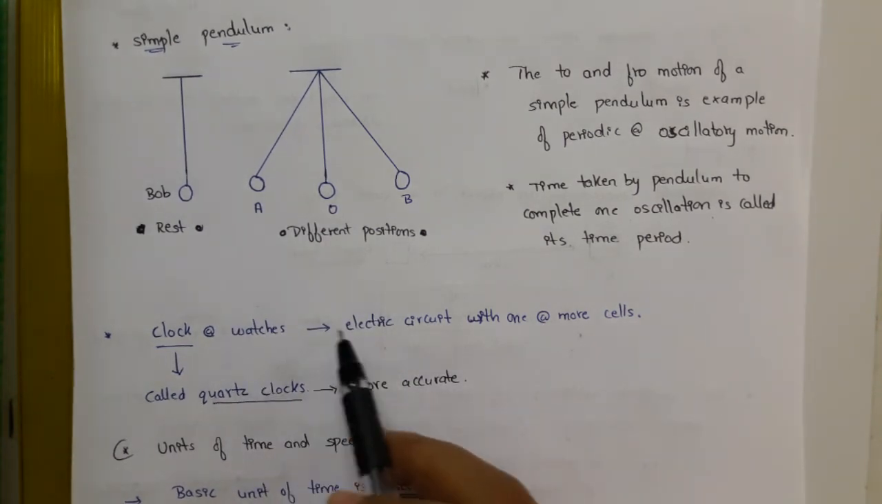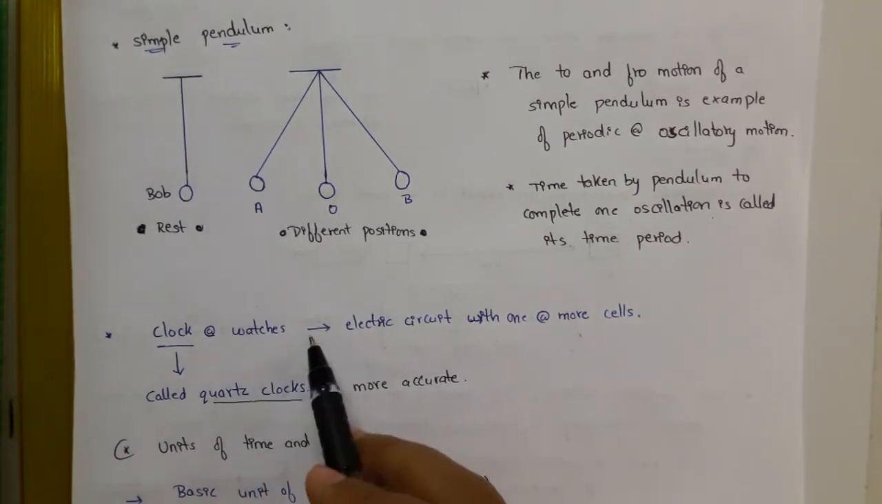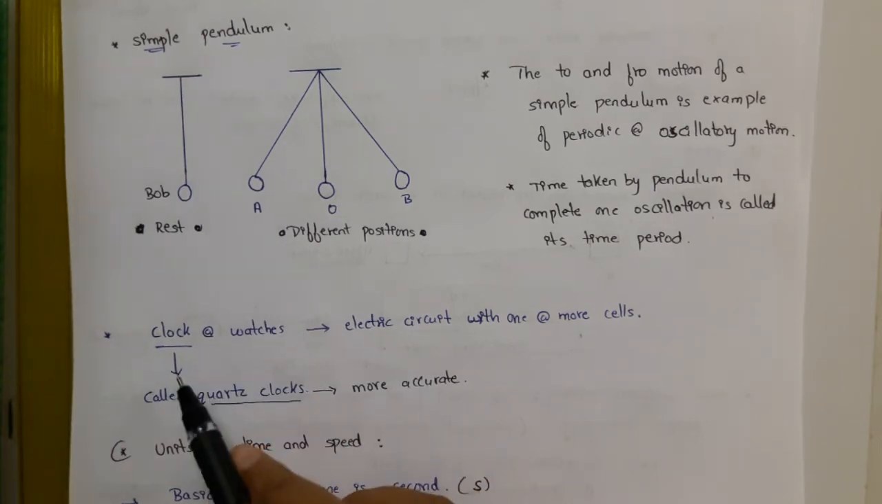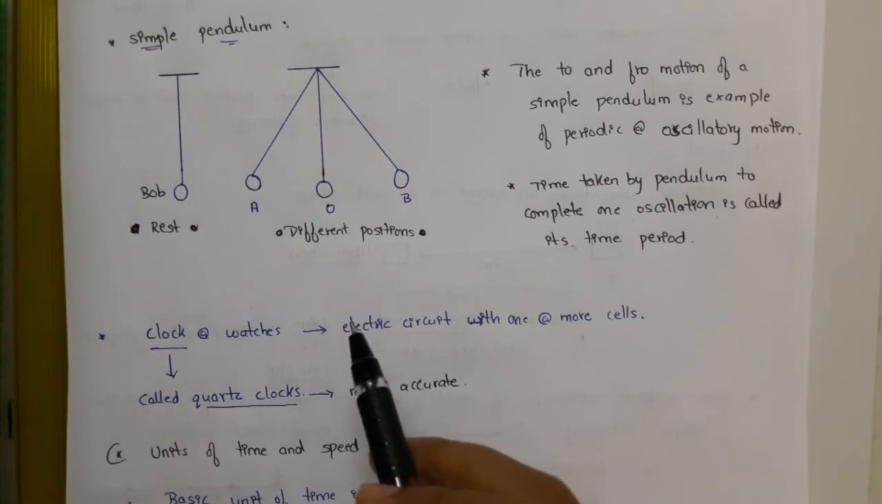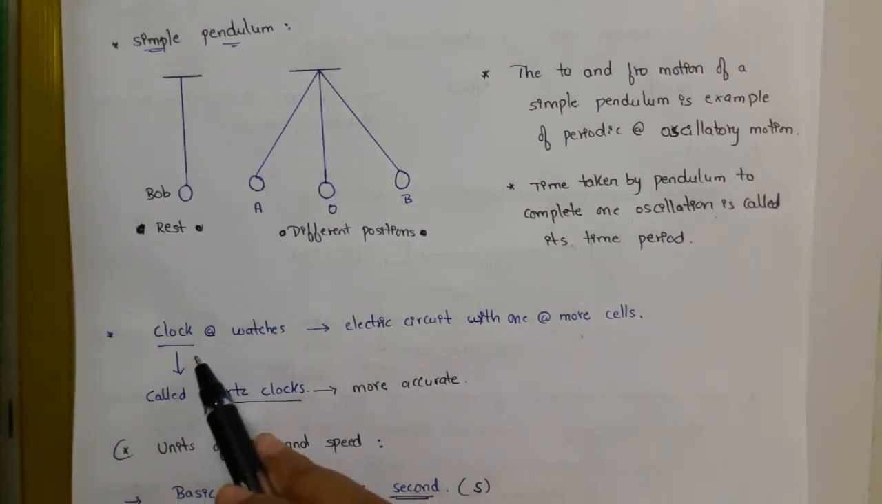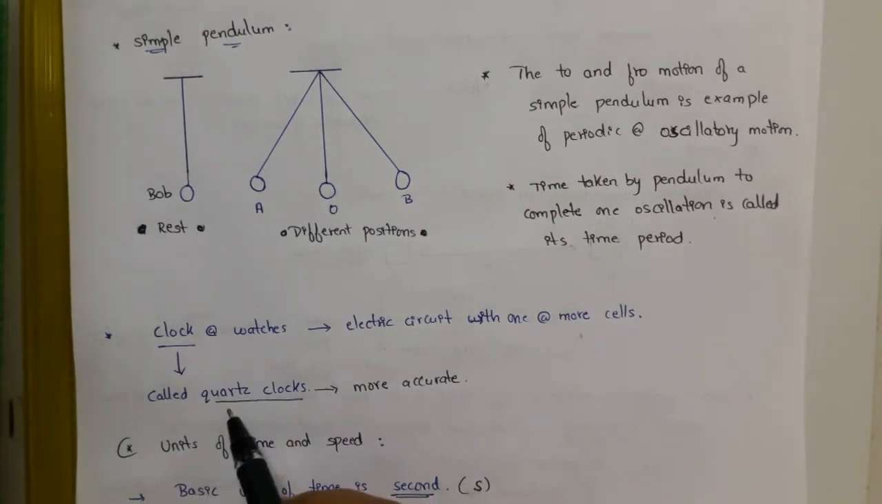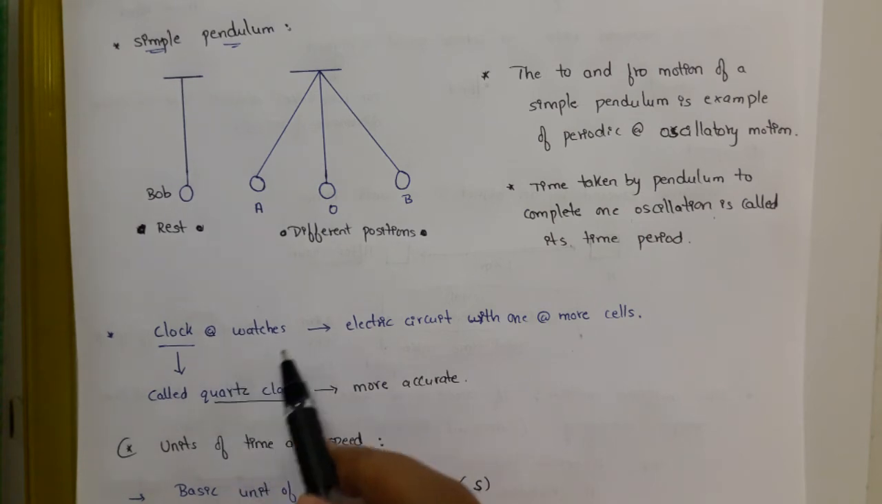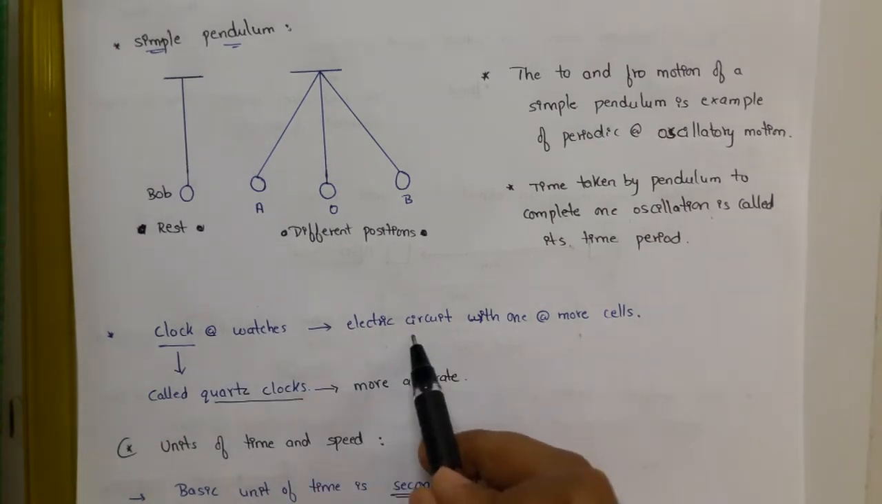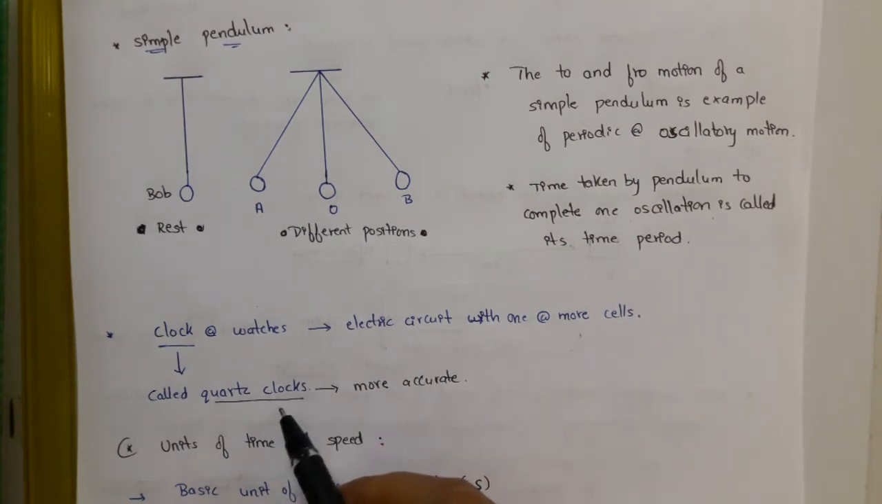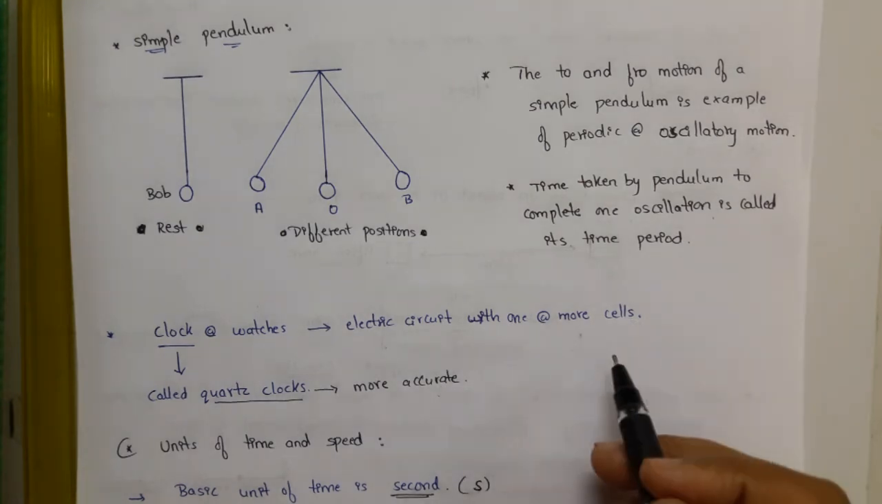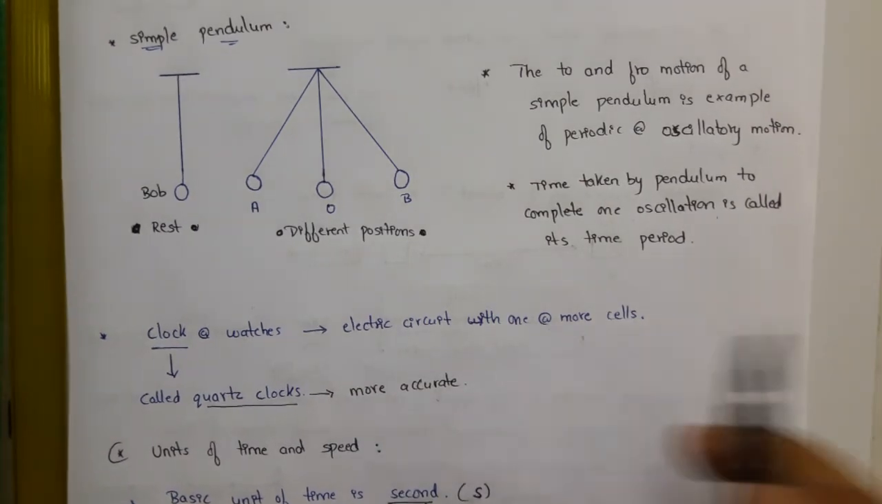Now clocks or watches. In the ancient time, clocks were used on the basis of the motion of their gears. Nowadays, clocks are called quartz clocks. Those clocks or watches have an electric circuit with one or more cells in them. Hence they are called quartz clocks. These are more accurate compared to the ancient time devices.